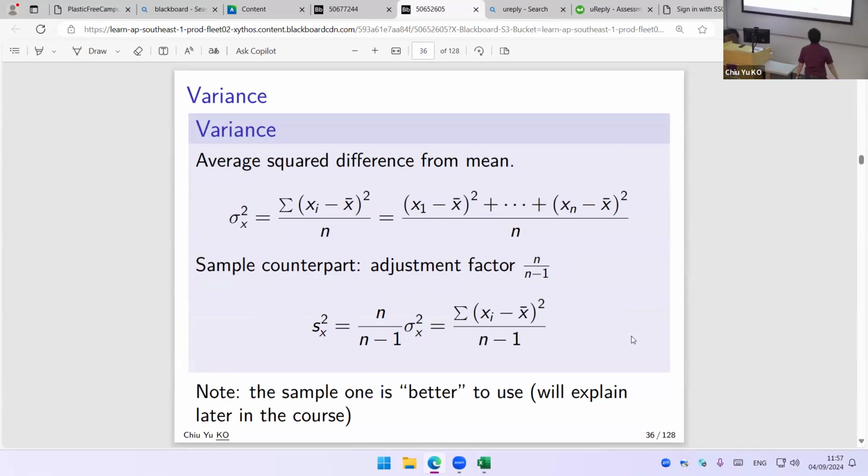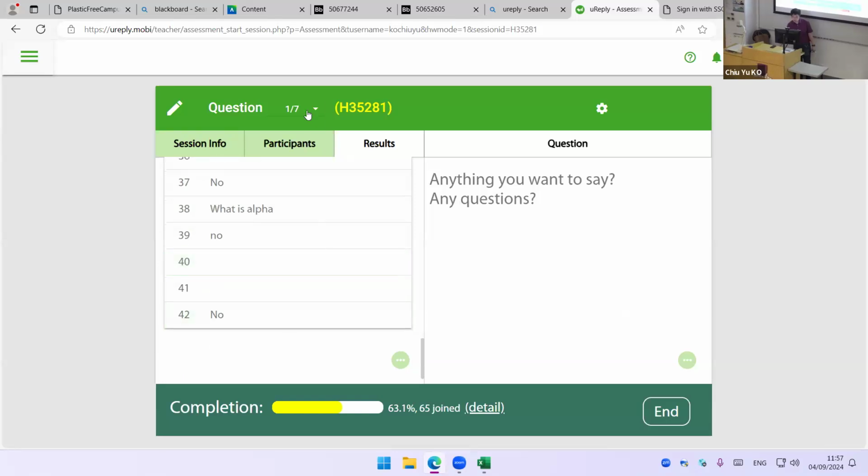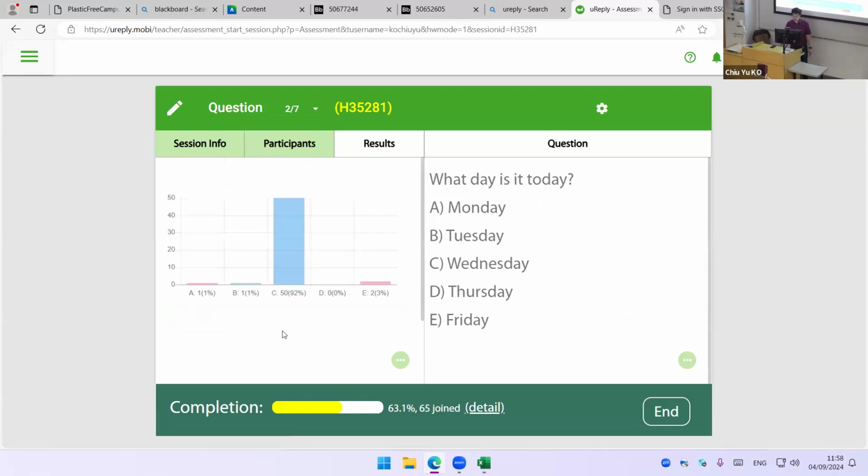Oh, sorry, I stopped. I should look at the poll reply. I should stop, right? Sorry, I should go back to here. I suddenly sidetracked myself. Okay. So 1% of people think it's Monday, 1% Tuesday, 92% Wednesday, and 3% think it's Friday. Why Friday? Because we might have a typhoon. So these people live in the future already. I hope their dream comes true, but it doesn't affect us anyway.